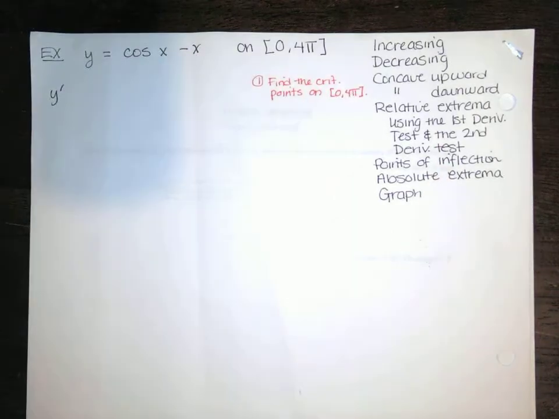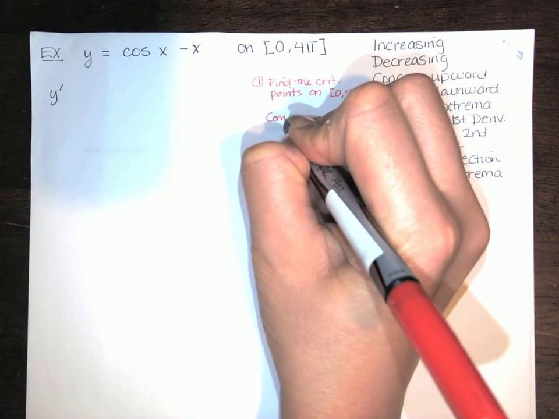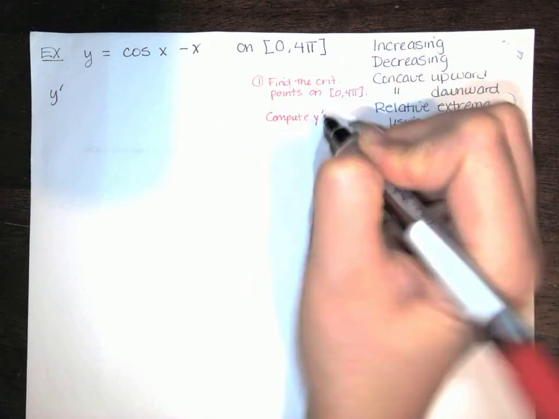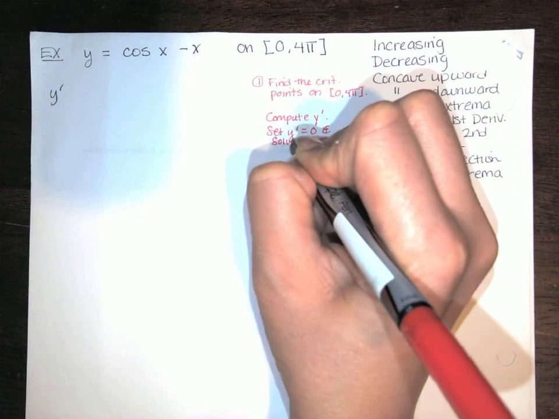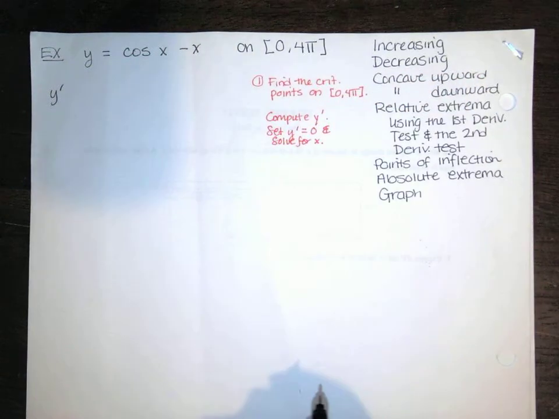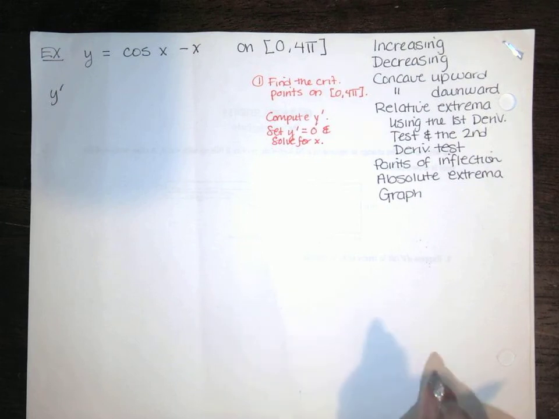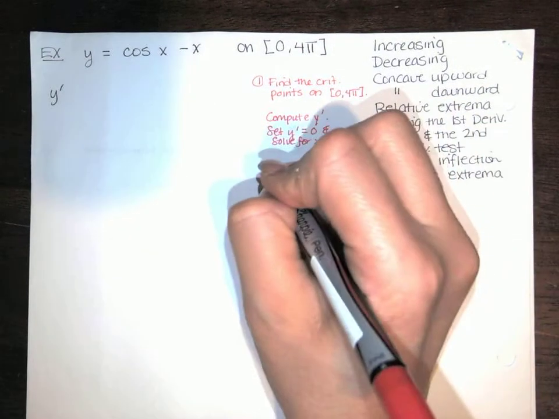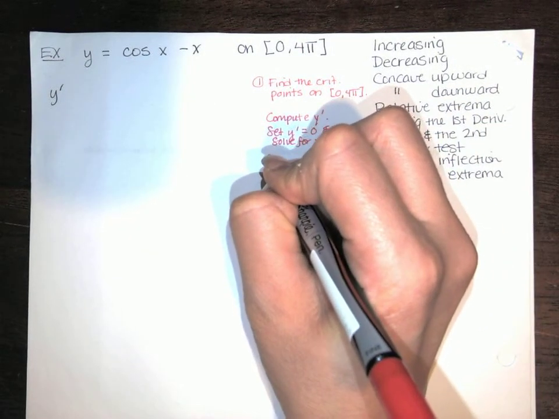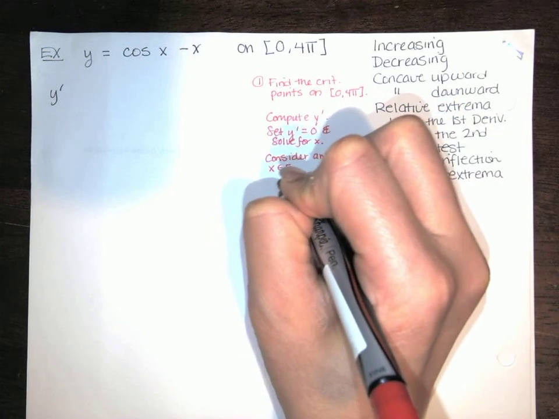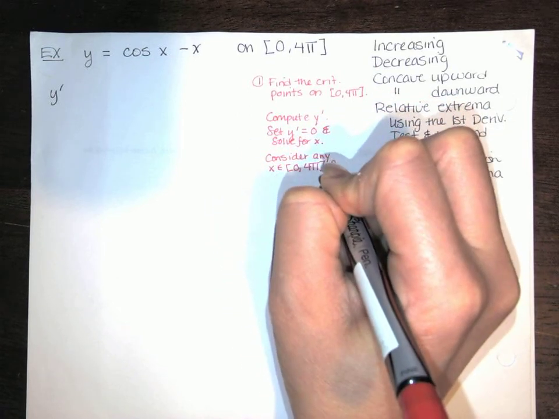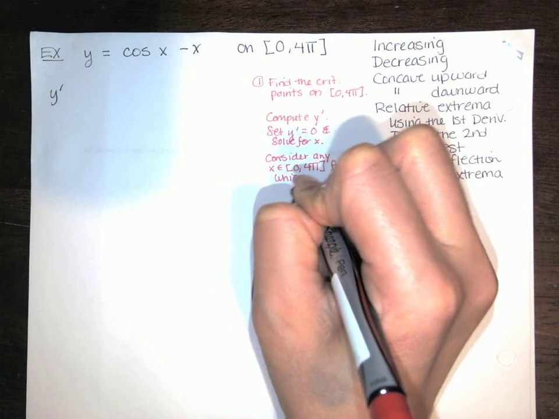And remember how we do that. To find the critical points, you compute the derivative. You set the derivative equal to 0 and solve for x. So we're looking for those points where that slope is 0. So that might be a hill or a valley. It might be a max or a min. And then we also want to consider any x values for which the derivative is undefined. So any x in the interval that they gave us, 0 to 4 pi, for which y prime is undefined.